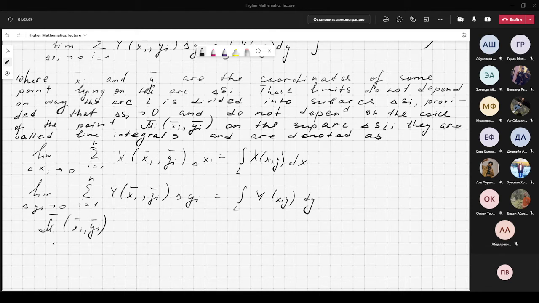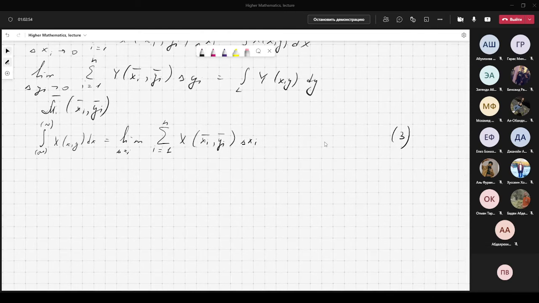Thus, by definition, we have the integral from M to N of X(x, y) dx equals the limit as delta x_i approaches 0 of the sum over i from 1 to n of X(xi_i bar, yi_i bar) delta x_i, formula 3, where delta x_i equals x_i minus x_(i-1) equals phi of t_i minus phi of t_(i-1).